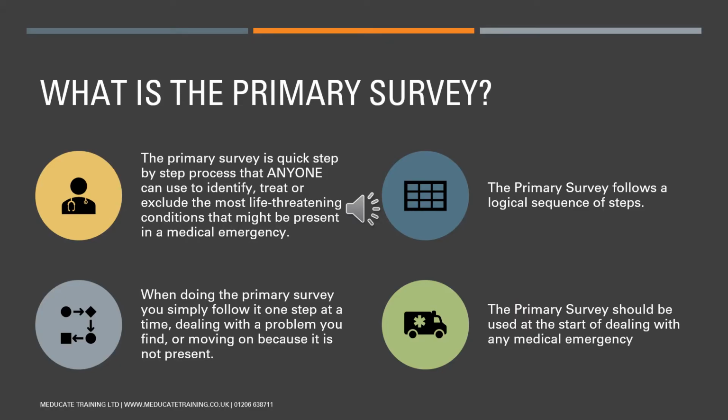The primary survey is a quick step-by-step process that anyone can use to identify, treat or exclude the most life-threatening conditions that might be present in a medical emergency. The primary survey follows a logical sequence of steps. When doing the primary survey, you simply follow it one step at a time, dealing with the problem you find or moving on because it is not there.